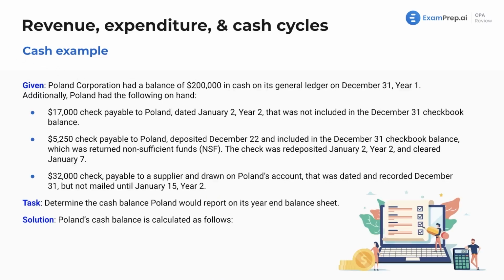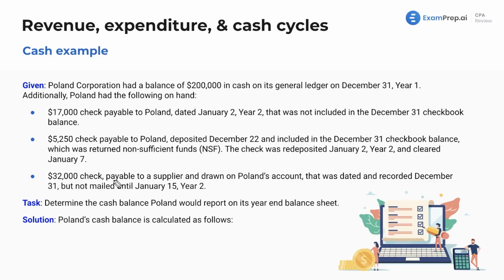Lastly, let's look at our item here. This $32,000 check payable to a supplier and drawn on Poland's account that was dated and recorded December 31, but not mailed until January 15, year two. You see, these are just common possible items that need to be reconciled because they are in that cutoff period. They're in that period that's 10 to 15 days before or after year end, where obviously we get a little funky. We have things that don't clear right away. We have to deal with it.